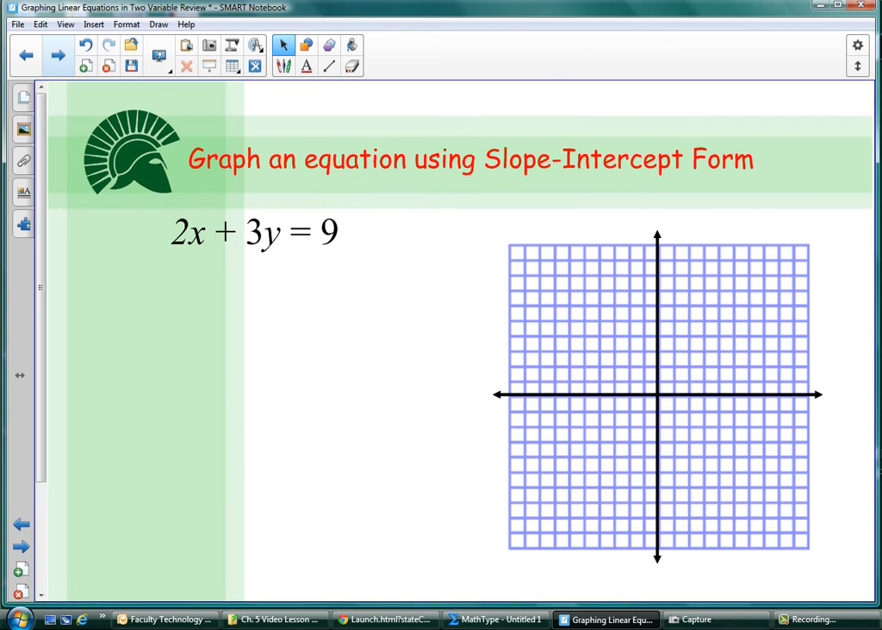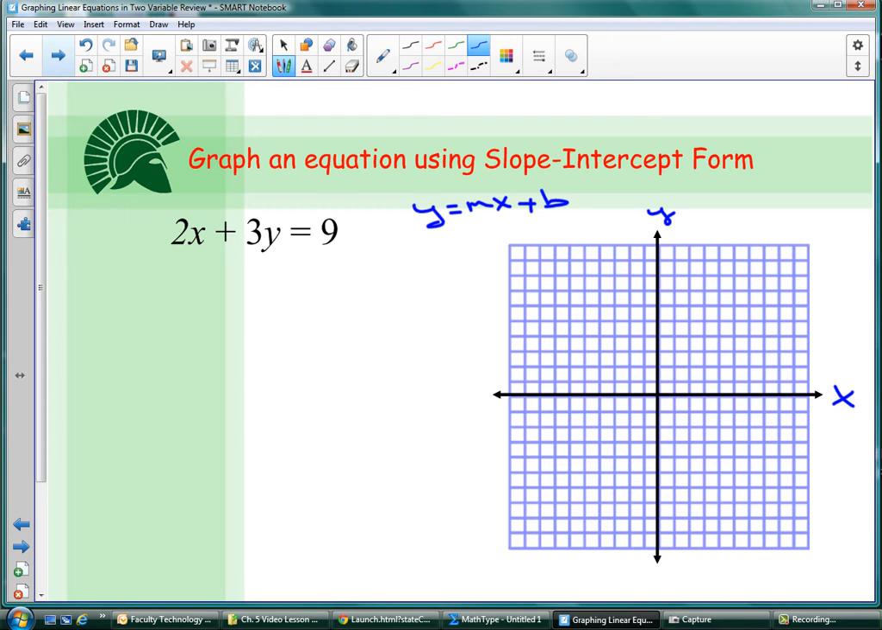So with the same exact problem that we did before, we should end up with the same exact line because we have the same exact equation that we started with. This is just a different method for being able to put it on the graph. Remembering that this is our x-axis and this is our y-axis, just so we know what we're doing when we get there. So as a first step, we need to solve so that this looks like y equals mx plus b.